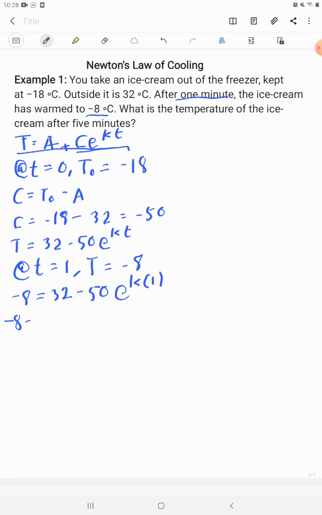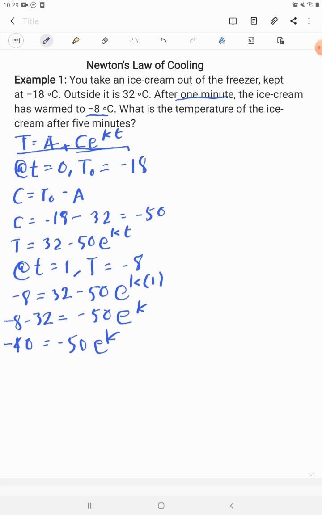32 to the other side becomes negative 32. Equals negative 50 e to the power of k. And then negative 8 minus negative 32 is equal to negative 40, which equals negative 50 e to the power of k.